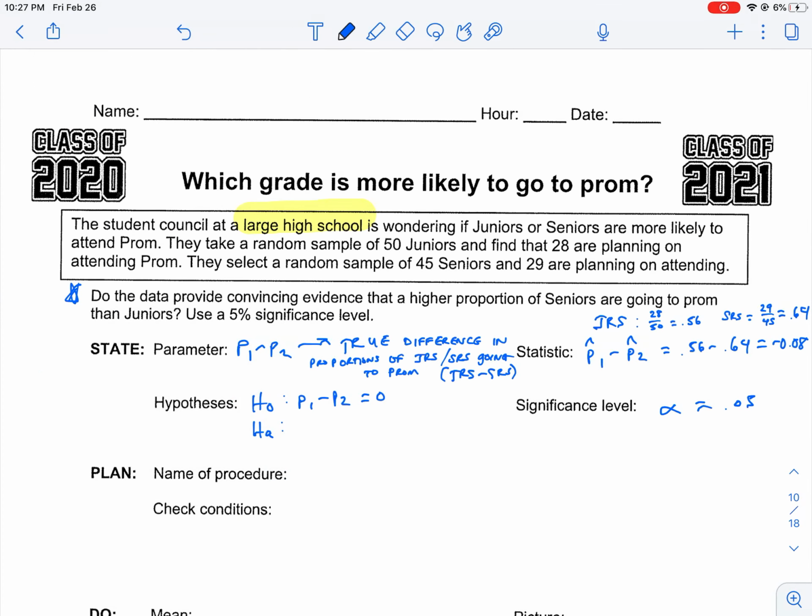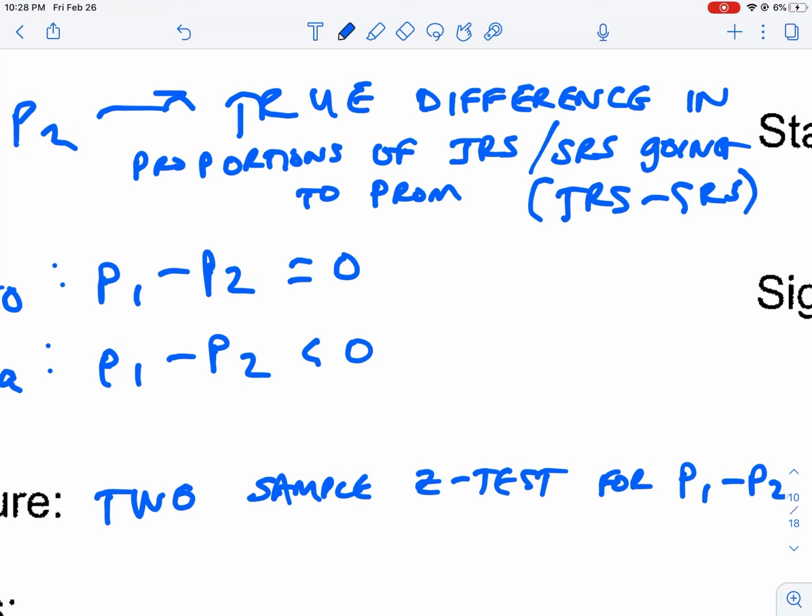Well, take a look at our samples that we had. Our samples turned out a difference of negative 0.08. And so our alternative hypothesis is going to assert that P1 minus P2 is less than 0, because that's the only evidence that we have. The only evidence that we have of anything is that our sample of juniors was less than our sample of seniors. So now we jump down to checking the conditions.